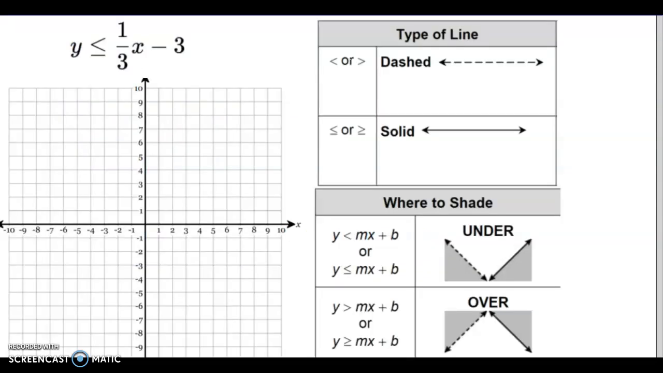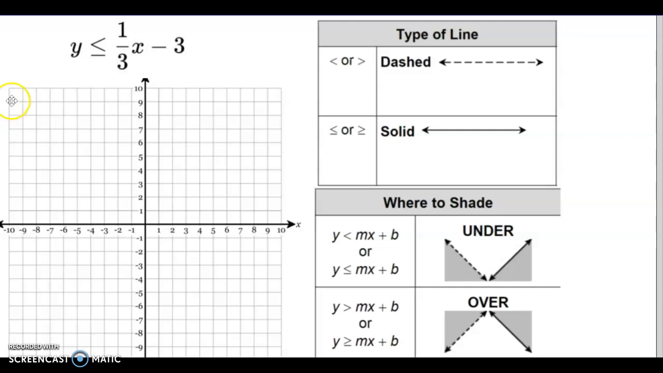Alright, so here we've got an inequality, and over on the right here I've got some notes that you can follow to figure out how to draw your lines and which way to shade. Because with an inequality, it's not just the line that's part of the solution, it's also the part that's over it or under it that could be part of the solution. Okay, so let's take a look.